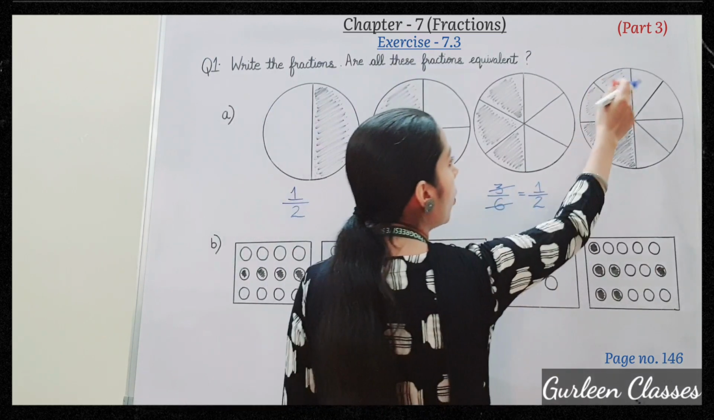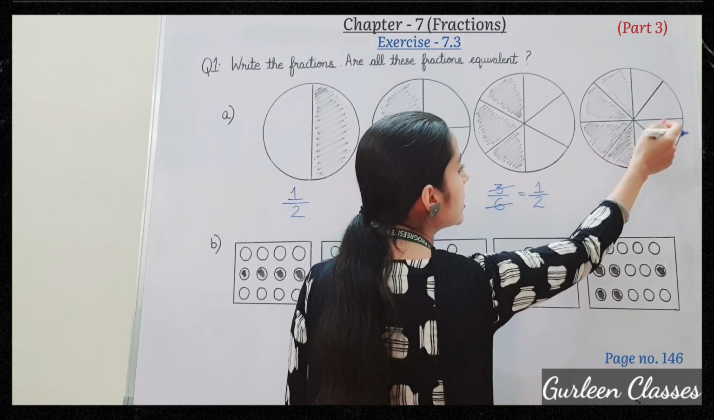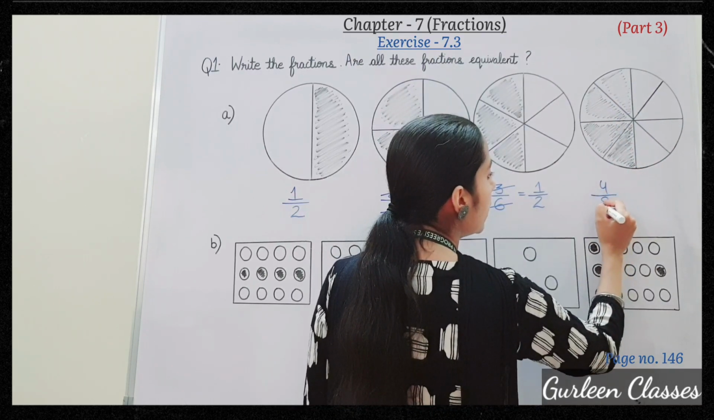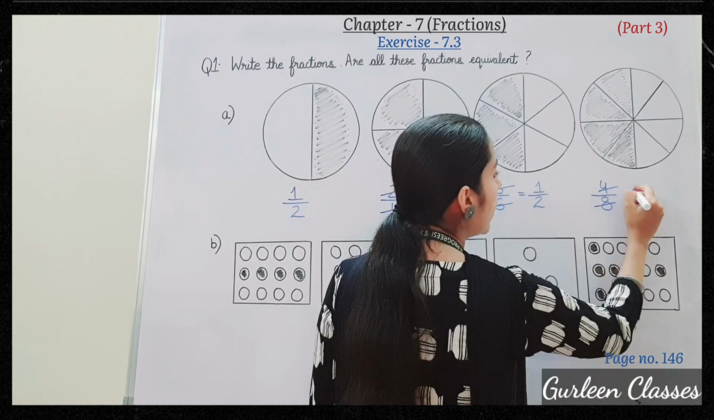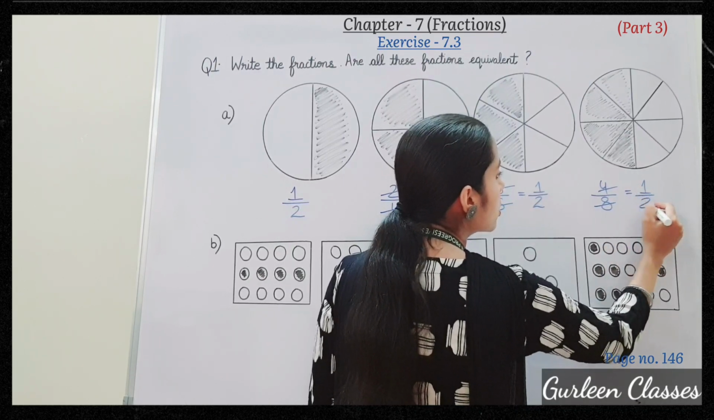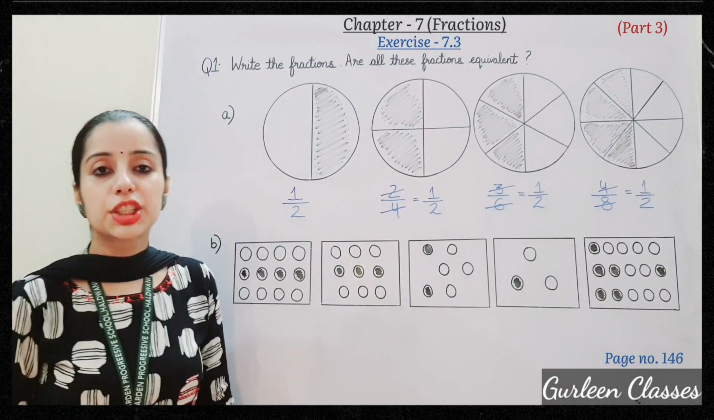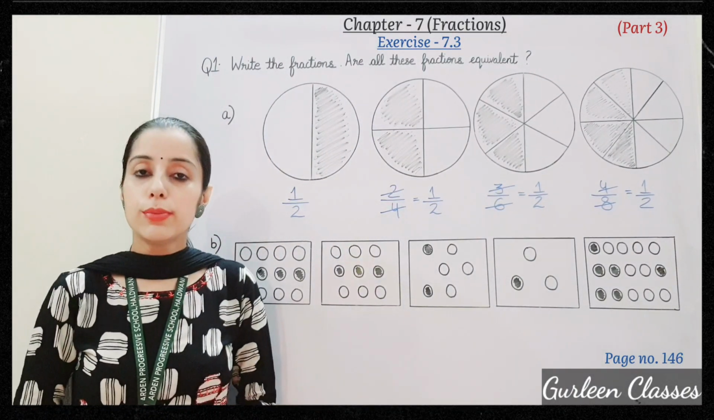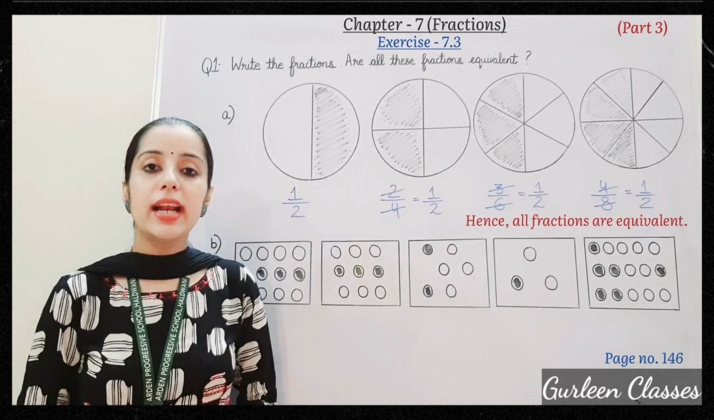Fourth figure, 1, 2, 3, 4, 5, 6, 7, 8. Out of 8, 4 parts are shaded. So the fraction is 1 upon 2. So students, we have reduced these fractions into lowest term and they all are equal to 1 upon 2. So yes, it is an equivalent fraction.